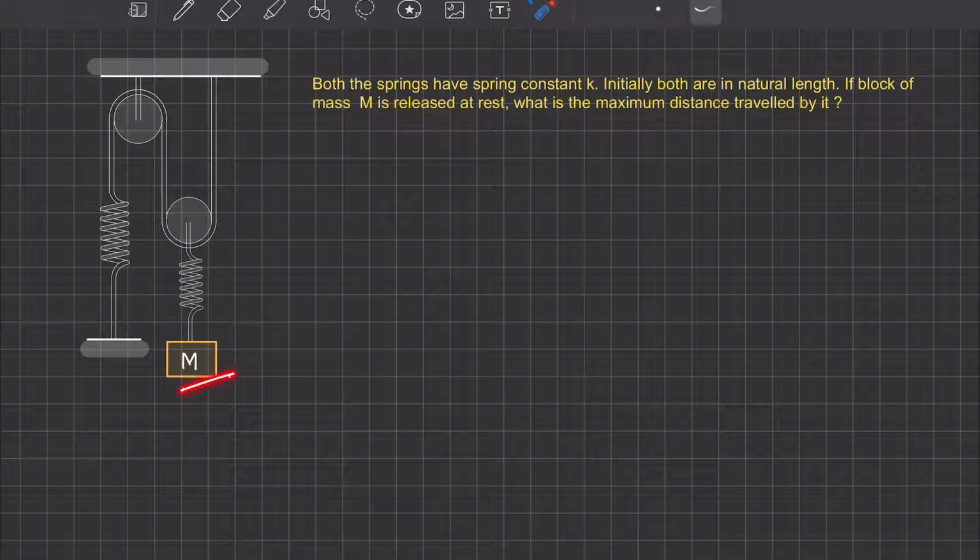Now if we release the block right now, then it will move down, right? The question is the maximum distance traveled by the block. That means by how much height, maximum, it will fall.